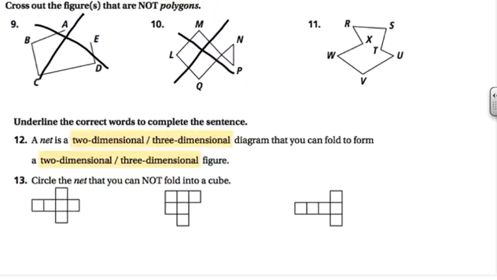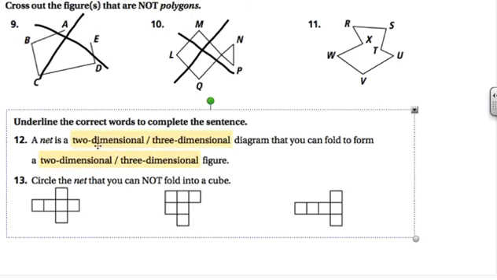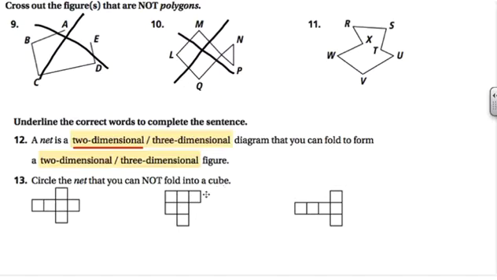And then let's go ahead and move on to number 12. Underline the correct words. A net is a 2 or 3-dimensional diagram. Well, a net is a 2-dimensional diagram. And you can fold a net to form a 3-dimensional figure.